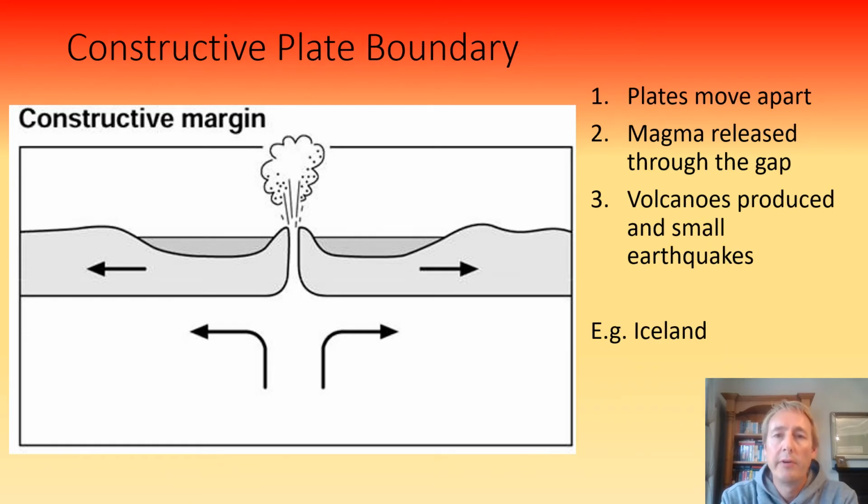The first scenario is when two tectonic plates move away from each other. Remember, this is caused by convection currents in the mantle, and as the tectonic plates move apart, a gap is created and magma can come out of that gap, which then becomes lava and creates volcanoes. You also get small earthquakes here. To get a higher mark, it'd be really good if you could tell me a famous place, and this scenario happens at a place called Iceland.